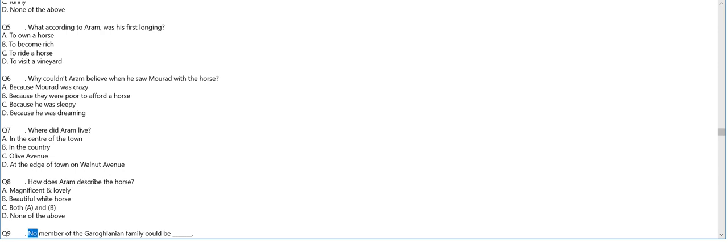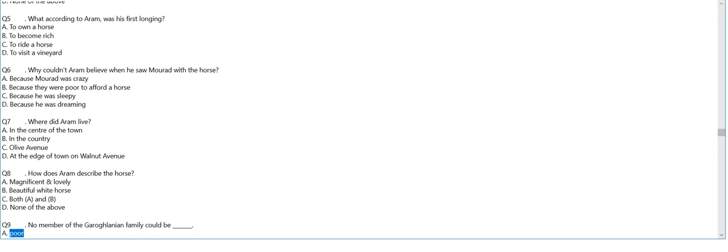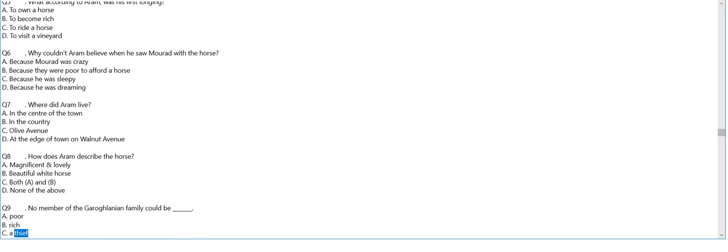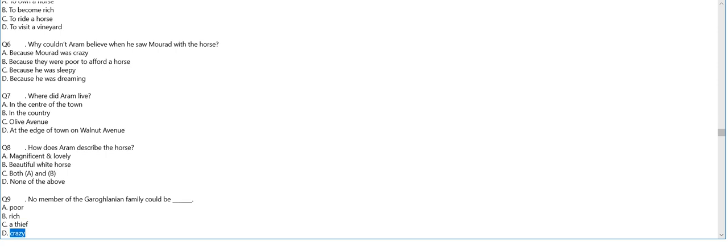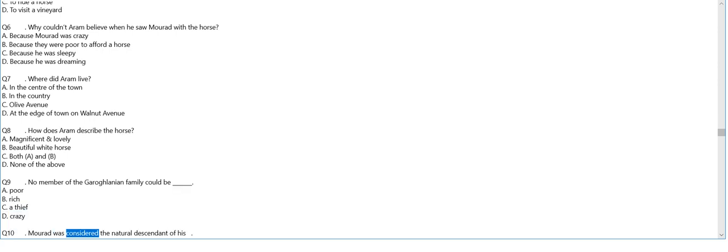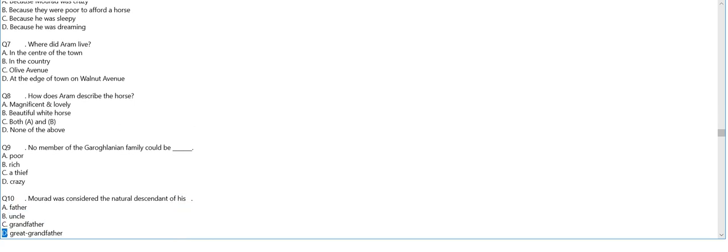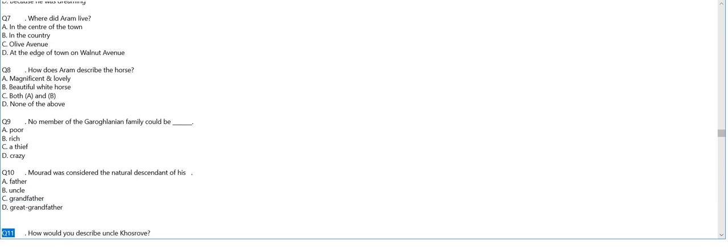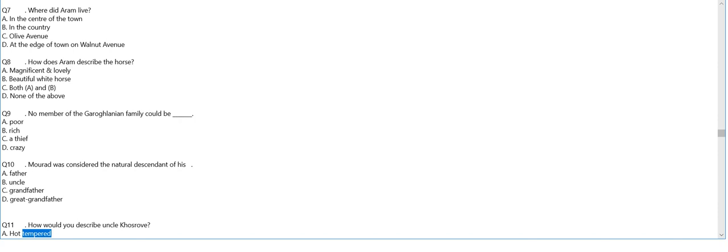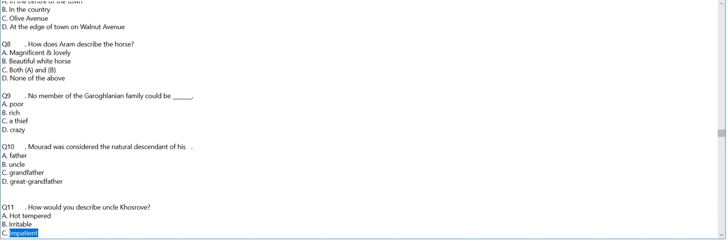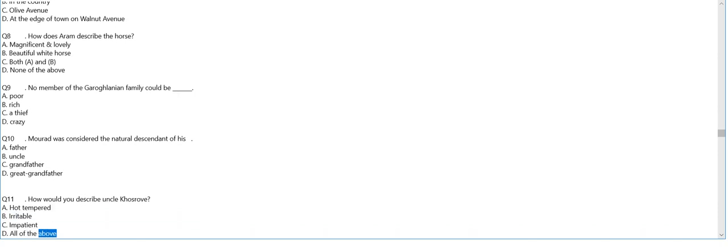Q9. No member of the Garoghlanian family could be... B. Rich. C. A thief. D. Crazy. Q10. Murad was considered the natural descendant of his A. Father. B. Uncle. C. Grandfather. D. Great-grandfather. Q11. How would you describe Uncle Khosrov? A. Hot-tempered. B. Irritable. C. Impatient. D. All of the above.